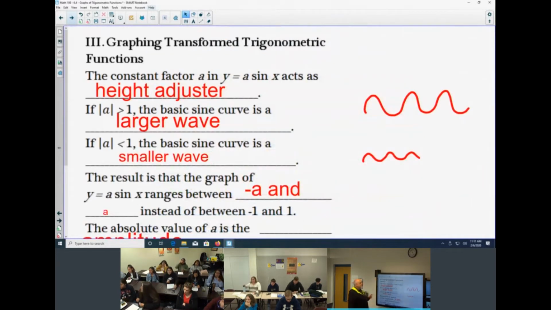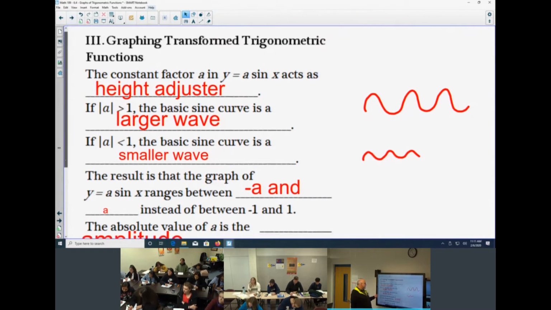All right. So first of all, we're going to talk about the number a. If there's a number in front of the sine or cosine, that constant factor a in y equals a sine x acts as a height adjuster. So if the absolute value of a is greater than 1, the basic sine curve is a larger wave. So if you want to make the wave bigger, you change the number in front to be bigger. If the absolute value of a is less than 1, the basic sine curve is a smaller wave. So if you make it half or something like that.